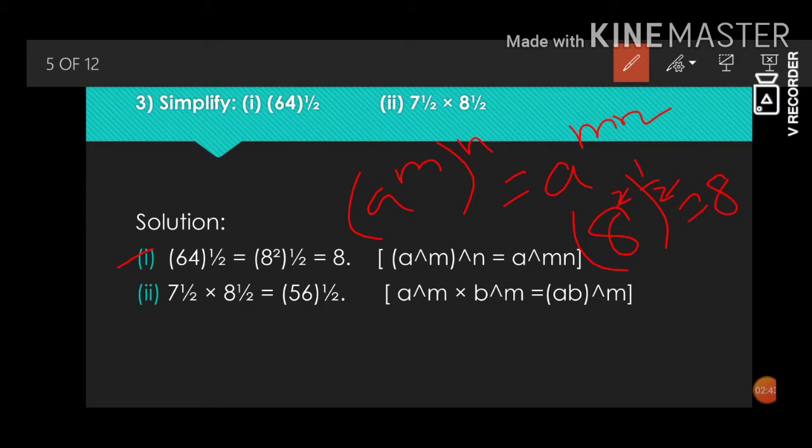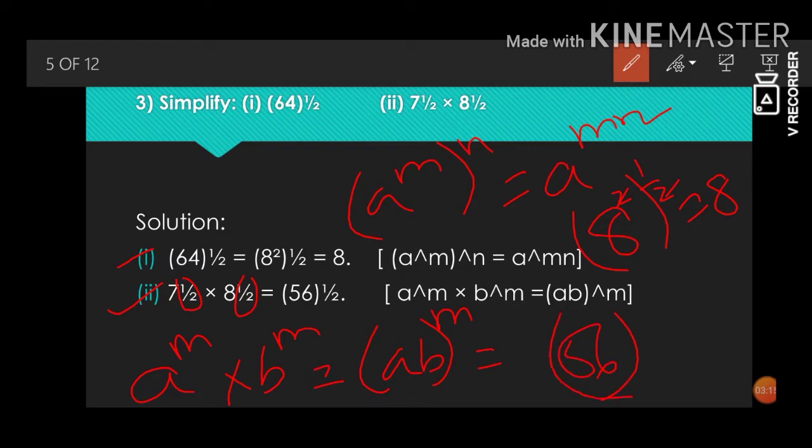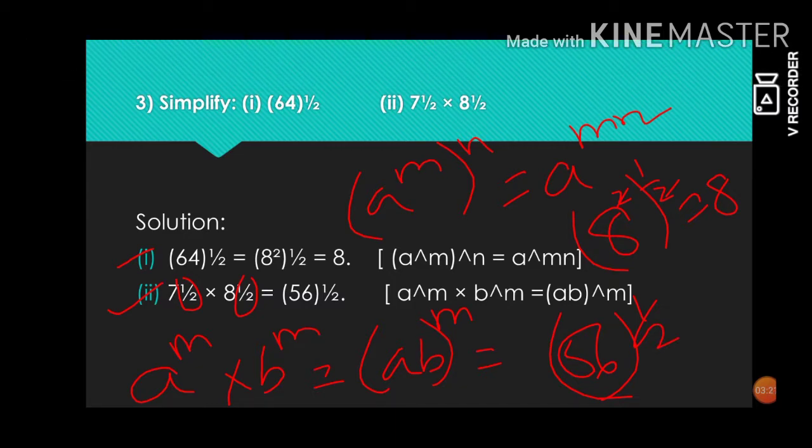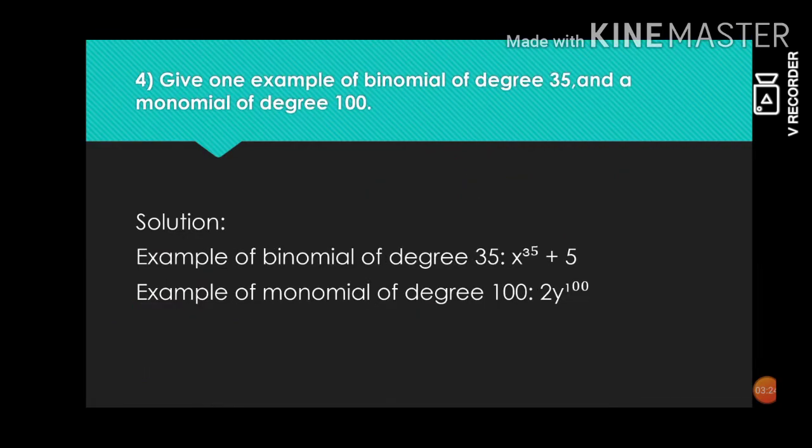we get 8. For subpart 2, we have 7 to the power half into 8 to the power half. Here we follow the identity a to the power m into b to the power m. You can see the powers are equal. Whenever the powers are equal, the bases multiply. So ab whole to the power m. Here half and half are the powers that are equal. So 7 8s are 56. 56 whole to the power half. So these are the simplified forms of the two subparts.